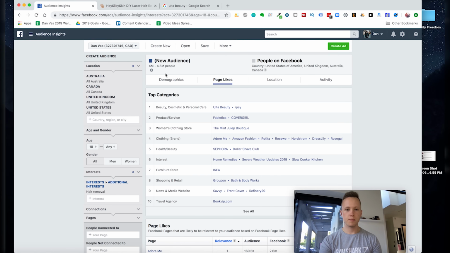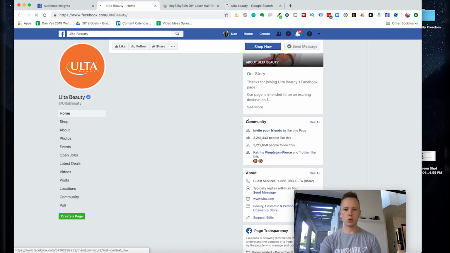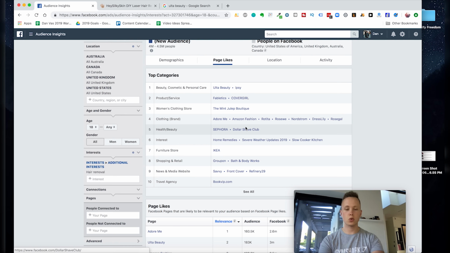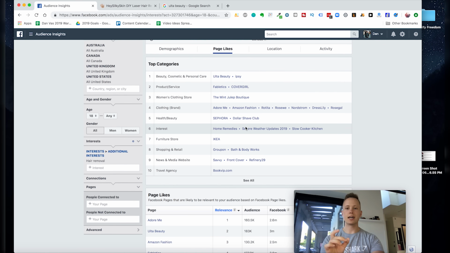So Ulta Beauty, if we go on the Facebook page, we can see there's over 3 million people that like this page. We know that it's potentially a great interest. The next one we'll do is Sephora. As you can see, Sephora is here. Sephora is obviously a massive interest. We're looking for a simple interest that has a ton of people in it.